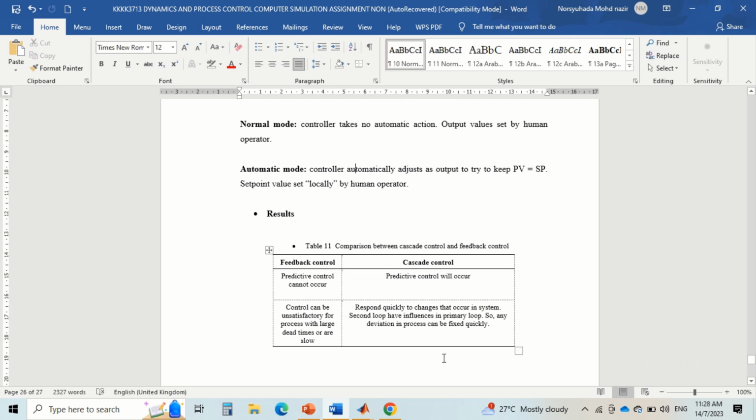And for the final result, Table 11 shows the comparison between cascade control and feedback control. For feedback control, predictive control cannot occur and control can be unsatisfactory for processes with large dead times or that are slow. While for cascade control, predictive control will occur and respond quickly to changes that occur in the system. The second loop has influence on the primary loop, so any deviation in the process can be fixed quickly.